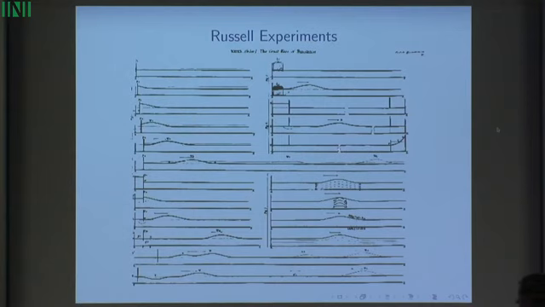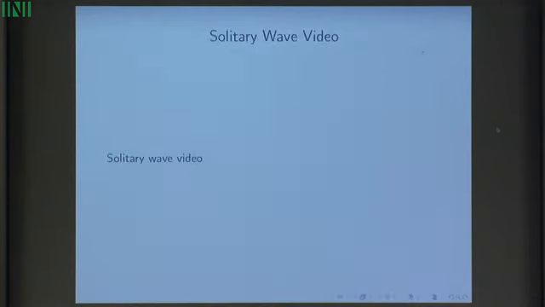And I note he even looked at interacting solitary waves. But this was a case where the small one was behind the big one. Had he looked at the big one behind the small one, maybe history would have changed, as I'll talk about later. He also had depressive waves and solitary waves. I'll talk about depressive waves a little bit later.